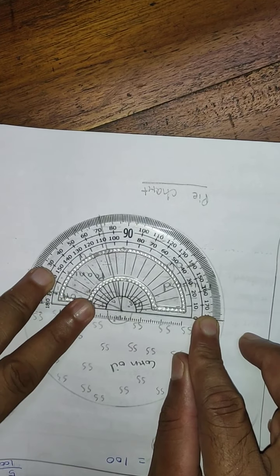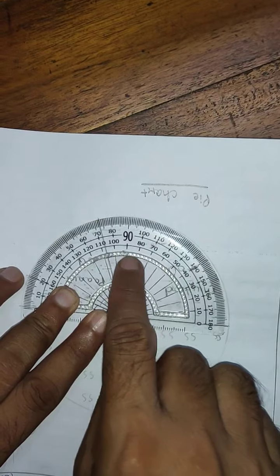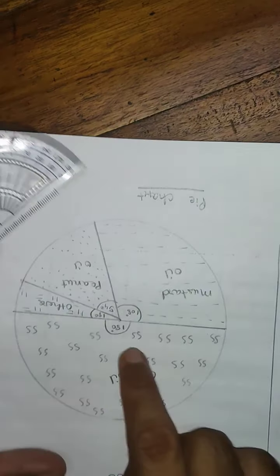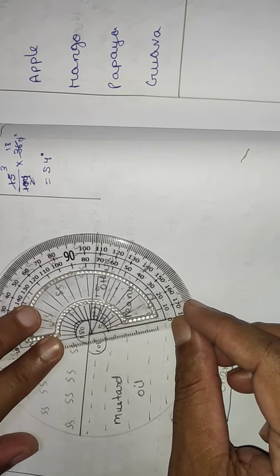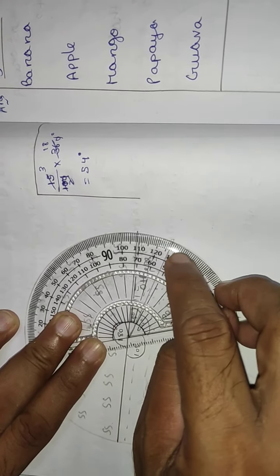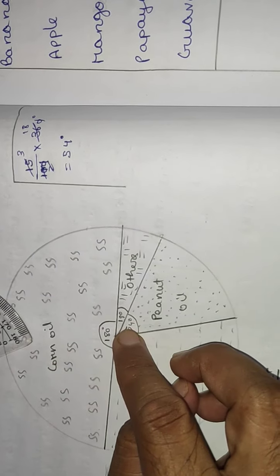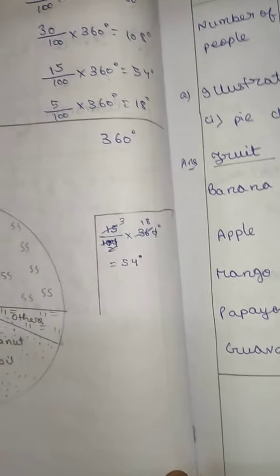You put your protractor and measure 108 degree. 0, 10, 20, 30, 40 up to 108 degree. Then make a line. Again turn it. Center you match, line you match with the line. This angle is 54 degree. You match 54 and make the line. And the last one is the remaining 18 degree. So in that way you can turn and do it.